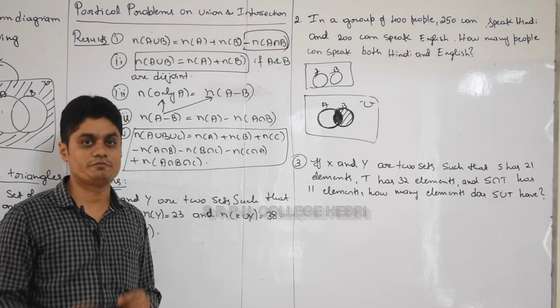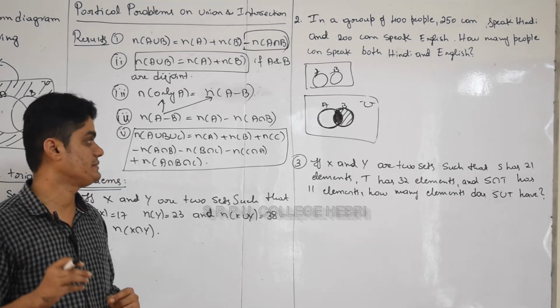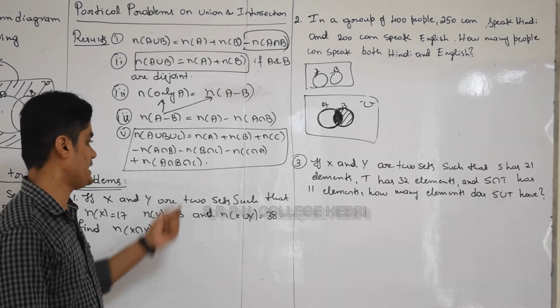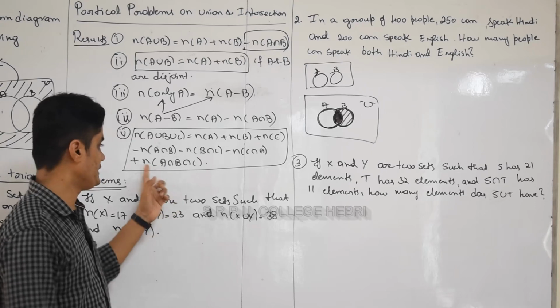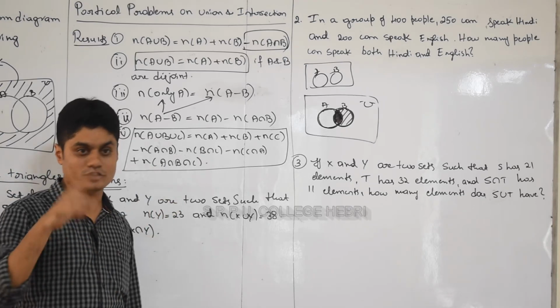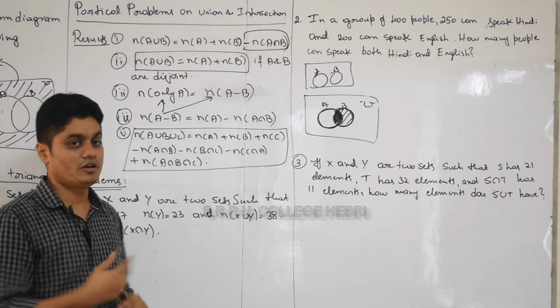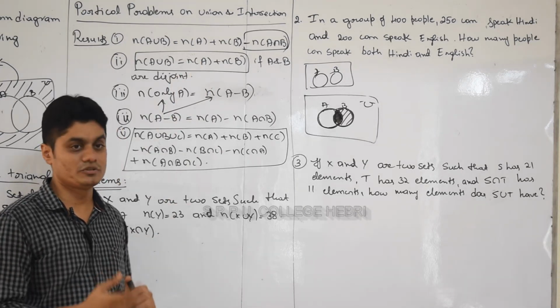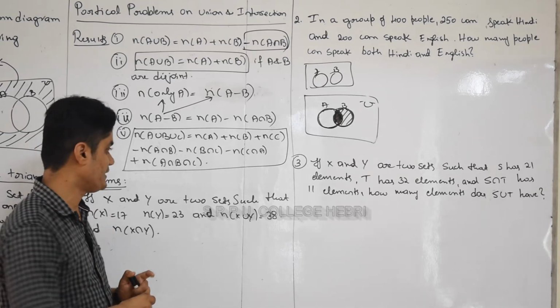N of A plus n of B plus n of C minus n of A intersection B minus n of B intersection C minus n of C intersection A, and plus n of A intersection B intersection C. See here why we are adding: you have to count only once, but whenever you use this formula, or if you refer to the Venn diagram, you will come to know it is removed twice, but you have to remove it only once. So because of that reason you are adding.